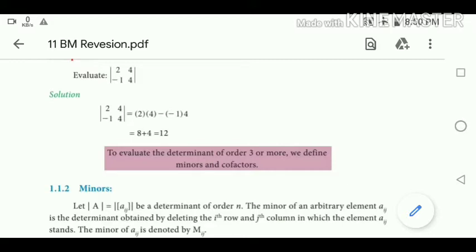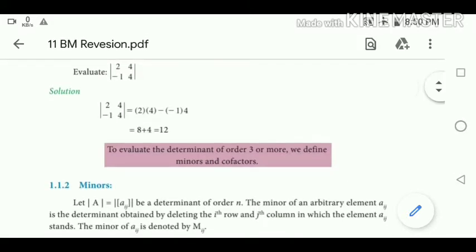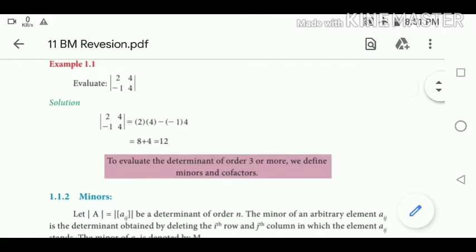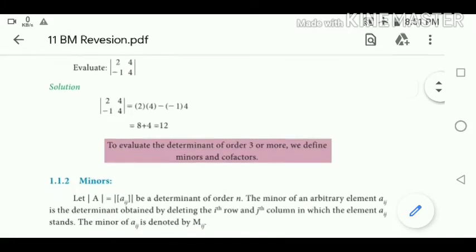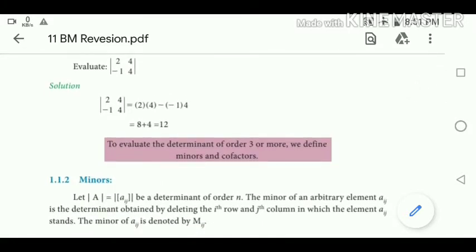Here the main diagonal elements are 2 and 4. 2 fours are 8, minus; the minus comes according to the formula. After that, one more minus is there, minus 1 into 4, therefore minus 4. Minus into minus becomes plus 4. 2 fours are 8 plus 4 equal to 12. So this is the method to evaluate the value of the determinants for 2 into 2 matrices.